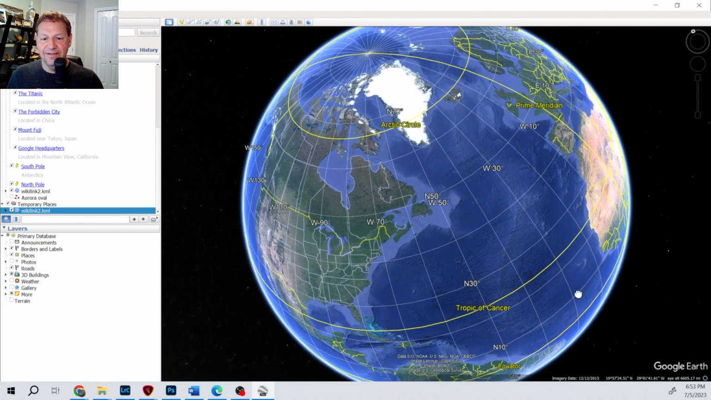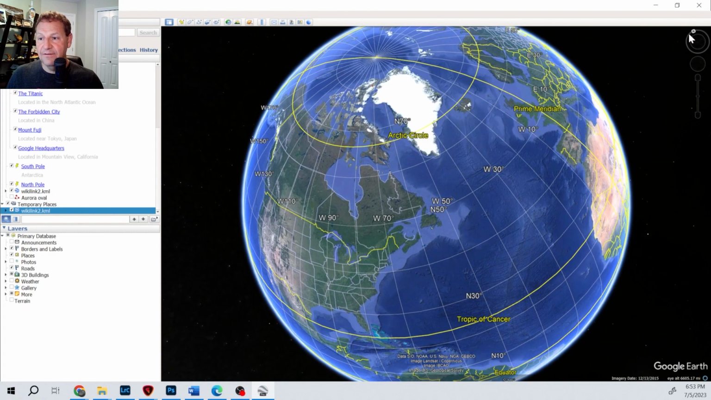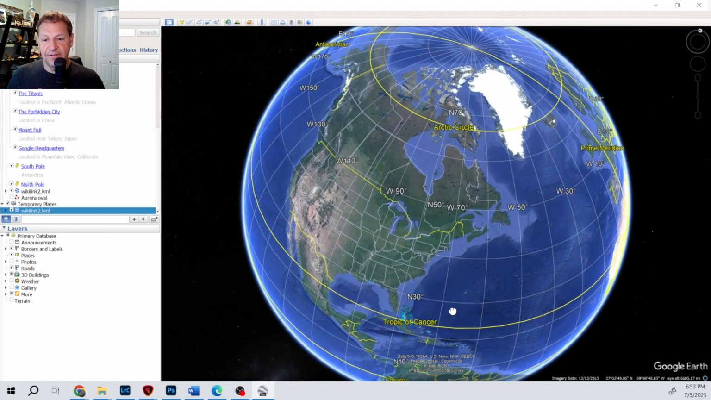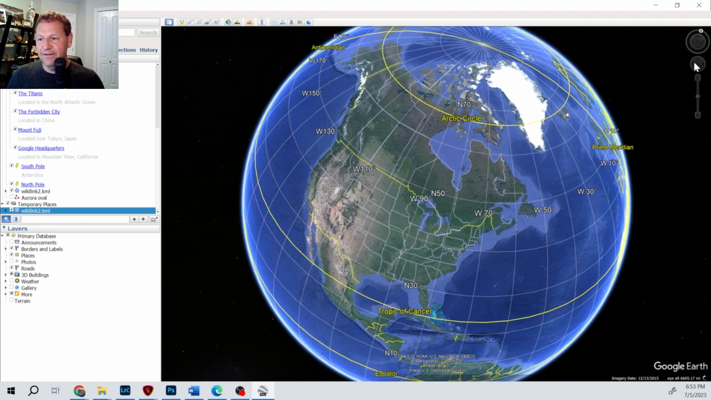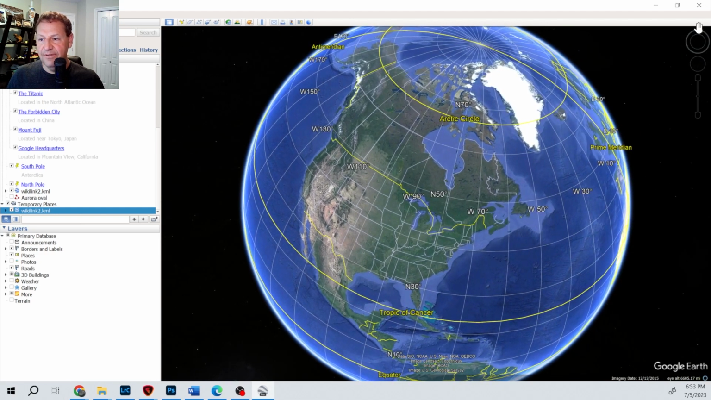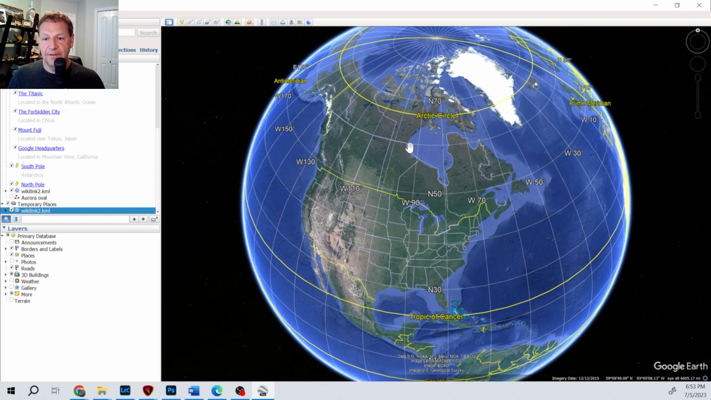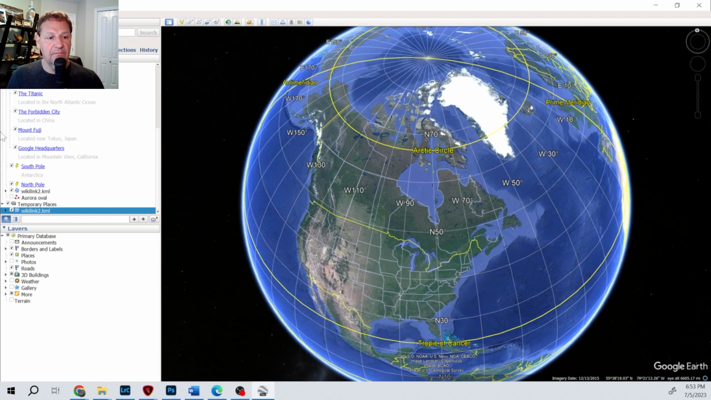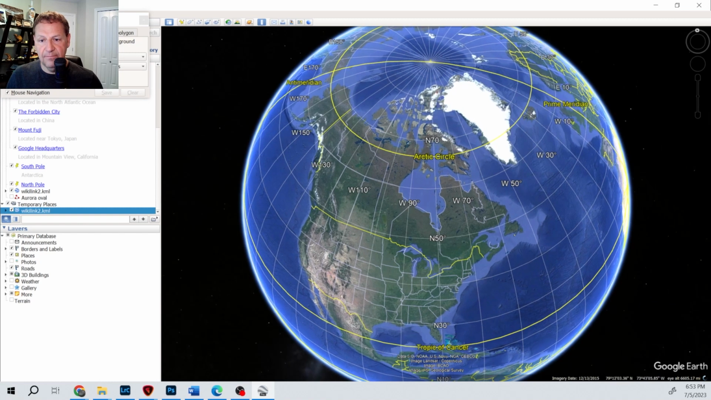Minor technical difficulties here. The one thing I don't like about Google Earth is it tends to keep rotating the Earth around when you drag it around. I'm sure there's an easier way of doing this. It doesn't matter too much, but I just sort of want to drag this line down. Circle.